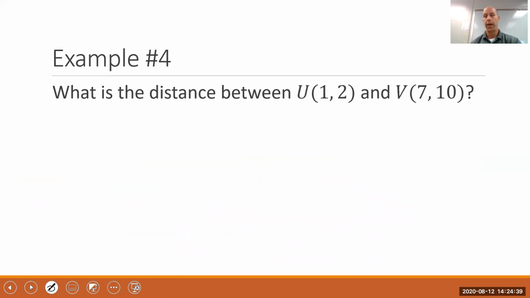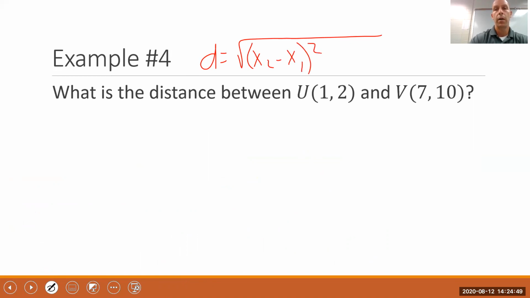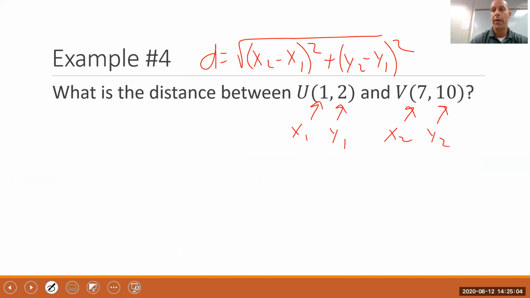So let's go ahead and crank out an example of that. I'll write that formula again up here. Distance equals the square root of (x sub 2 minus x sub 1) squared plus (y sub 2 minus y sub 1) squared. So this is x1, this is y1, this is x2, this is y2. You probably remember your algebra teacher going through that with you.